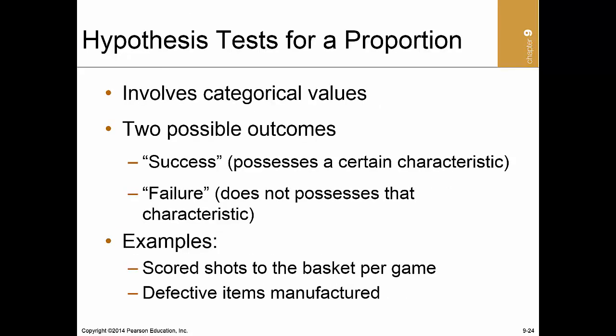Remember that when dealing with proportions, we are working with categorical values where there are two possible outcomes, or successes and failures as we define them. Some examples we've had were scored shots to the basket per game, or defective items manufactured. Also remember the requirement that sample size n is large such that n times p is greater than or equal to 5, and n times 1 minus p is greater than or equal to 5.